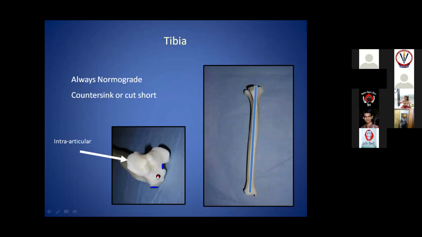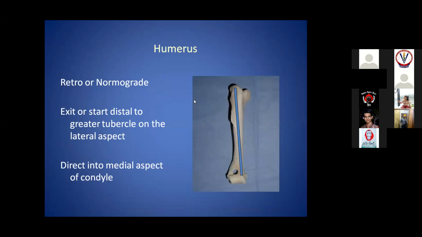So this is the point of entry, this is the articular surface. This is the entry point for the tibia to enter into the bone. In the humerus, again, you can do either a retrograde or a normograde. The entry point for the humerus is the greater tubercle on the lateral aspect. So this is the humerus. This is the medial aspect of the humerus.